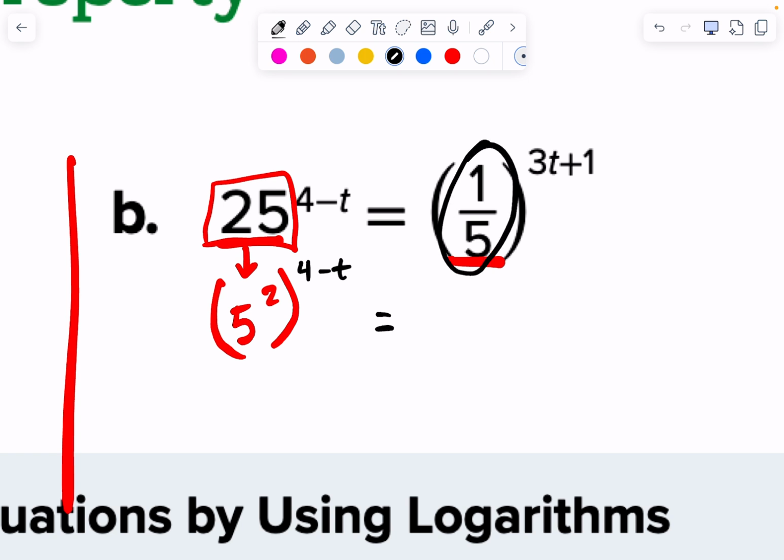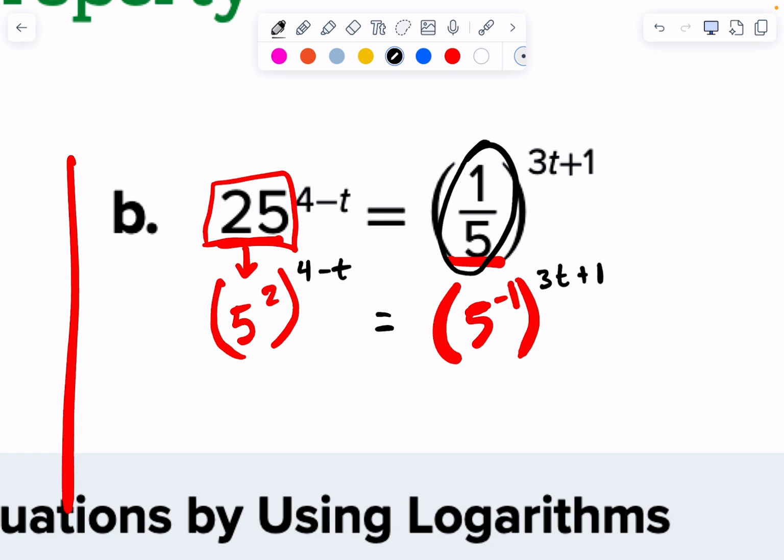How can I change 1/5 to be a base of 5? 1/5 is 5 to the what power? -1, right? If you're going from a whole number to a fraction, 5 to the -1 power makes it 1/5. But I still have this 3t plus 1. We're going to deal with that in a second. So I have changed the base on both sides. I've made them both 5.